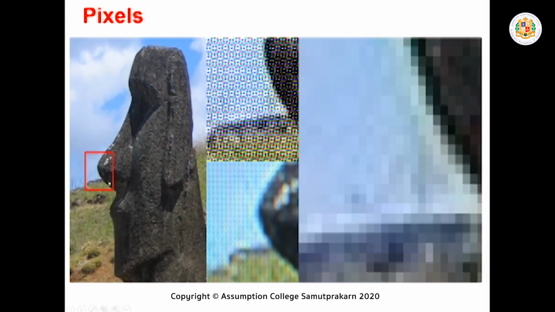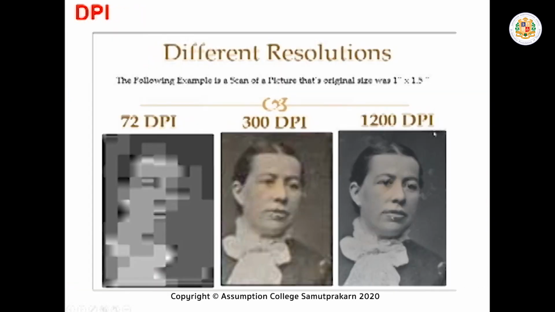Just like this picture that you see right now, we have the nose of this figure right here. If I try to zoom in, you will see pixels. You will see small squares like this. That is what we call pixels. Next, we have DPI. DPI means dots per inch. We have 3 pictures here with different DPIs. We have 72 DPI here. It looks like this because it has fewer dots. It has 72 dots per inch.